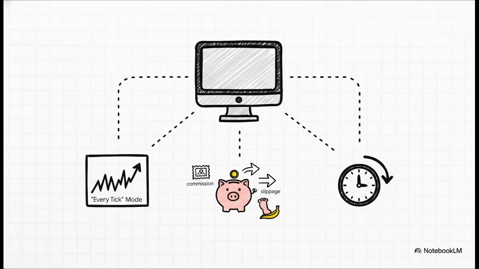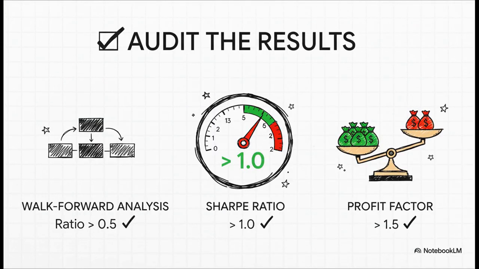Next up, you audit the simulation itself. Did they use that every tick mode we just talked about? Are all the real-world costs, commission, spread, slippage, fully baked in? Because if not, the performance numbers you're looking at, they're not real. And finally, audit the results. You should demand to see a walk-forward analysis. And then check that the key metrics meet professional standards. You want a Sharpe ratio, which basically measures your return for the risk you're taking, of over 1.0, and a profit factor, which is your gross profits divided by your gross losses, of over 1.5. These are the kinds of benchmarks that separate the amateurs from the pros.